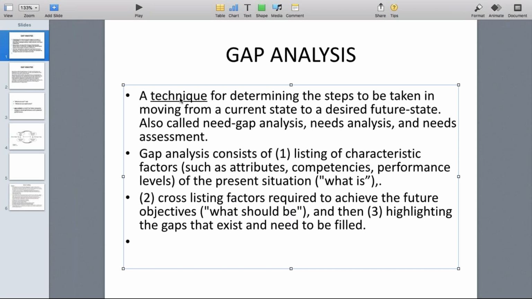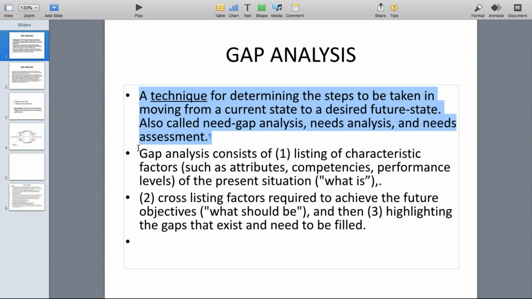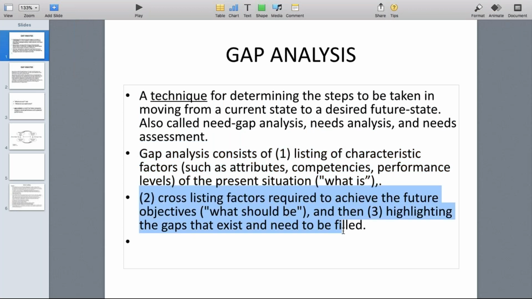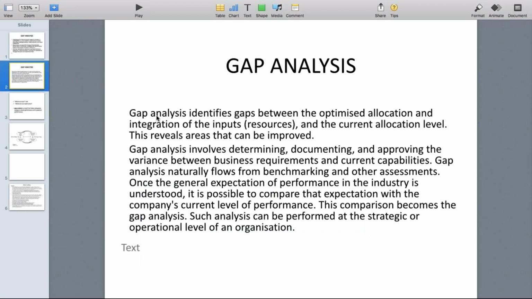See here. A technique for determining the steps to be taken in moving from a current state to a desired future state. What is your current situation? What do you want to be in future? Also called need gap analysis, needs analysis, and needs assessment. Gap analysis consists of listing characteristic factors such as attributes, competencies, performance levels of the present situation, what is, and cross-listing factors required to achieve the future objectives, what should be. Gap analysis identifies gaps between the optimized allocation. Same story, whatever.